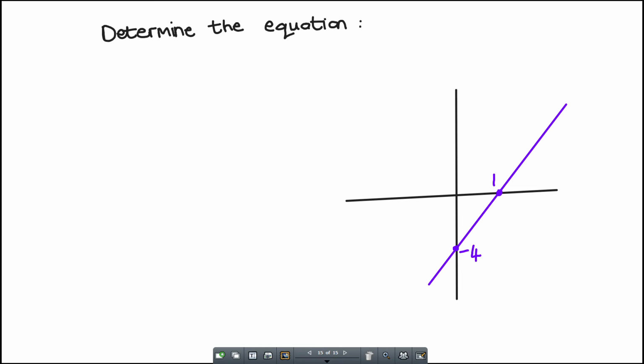Okay, so if we've got to determine the equation of that line, step 1 is get the gradient. Okay? Then step 2 is get the y-intercept.